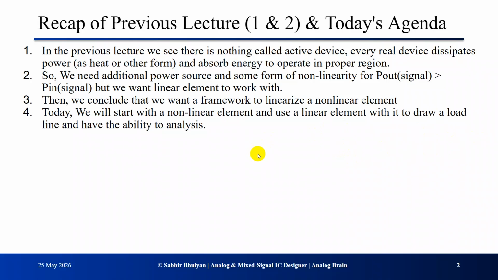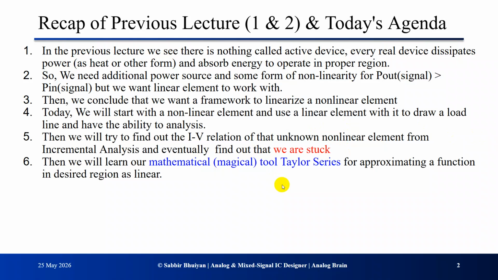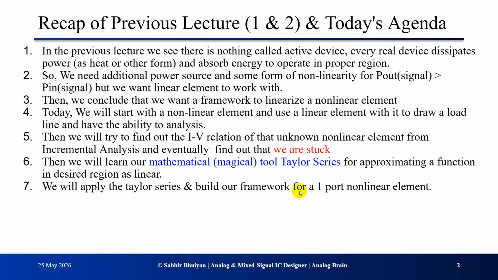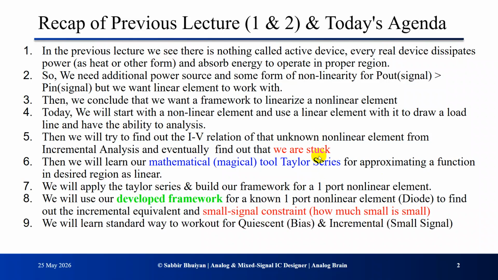So first, we'll connect an unknown nonlinear element with a linear resistor and create a load line framework. Then we'll study how the operating point moves when a signal is added. After that, we'll discover why normal analysis gets stuck, right? And finally, we'll introduce our magical mathematical tool, Taylor series. And using Taylor series, we will derive the origin of the incremental model and small signal approximation. Then we'll apply this framework to a voltage source, a current source, and finally a diode. And at the end, we'll answer a very important practical question: how small is actually small in small signal analysis?